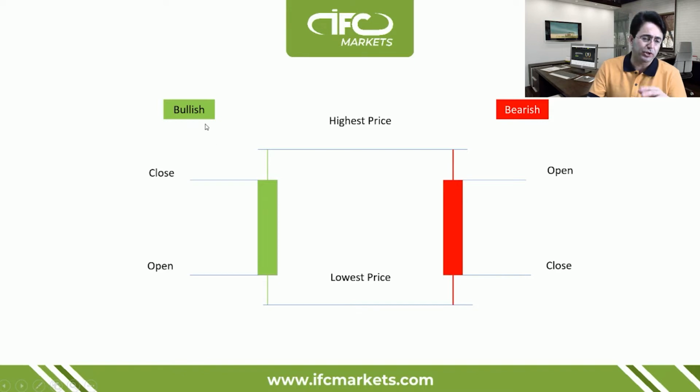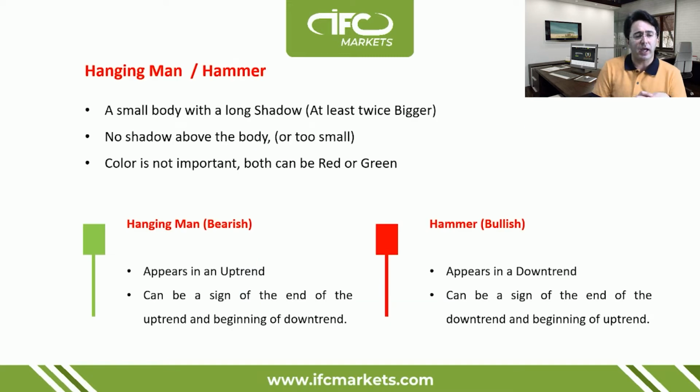When we have bullish candles, the lower price is the open price, and the higher price is the close price. The shadows above and under the candles tell us the highest price and the lowest price in the time frame that we are trading or using this candlestick. These are the basic candles, and after that we have the hanging man and hammer candles.